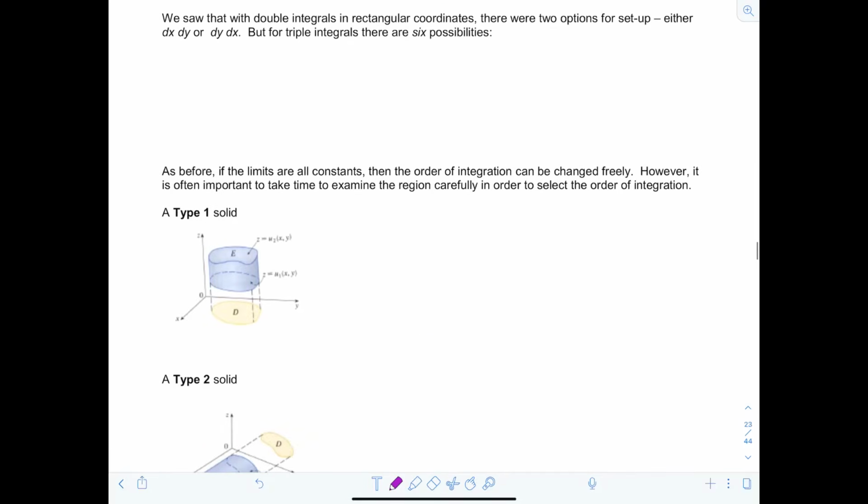So we saw that with double integrals in rectangular coordinates, we had two options for setup, right? It was either dx dy or it was dy dx. But for triple integrals, we're going to have 6 different possibilities. Let's list them out. So you could do dx dy dz, or dx dz dy, or dy dx dz. You get the point, right? Then you could interchange those last two, or you could have dz on the inside and then dx dy, or switch the outer two.